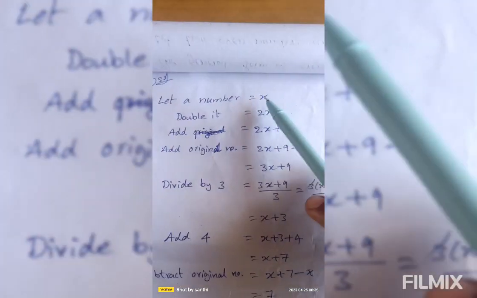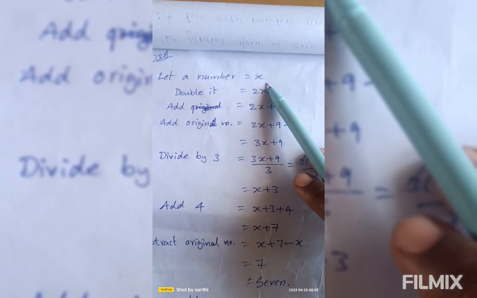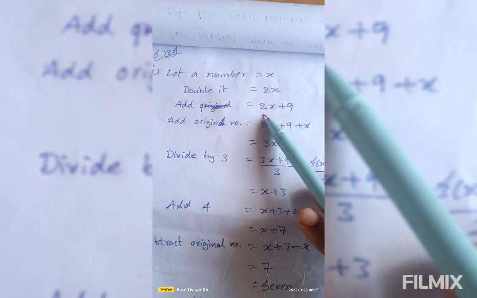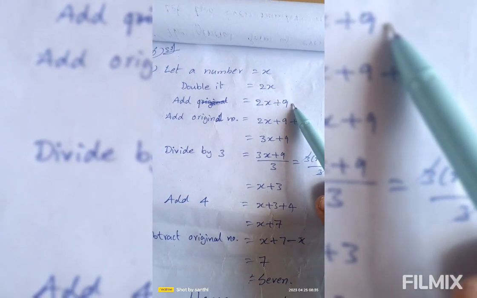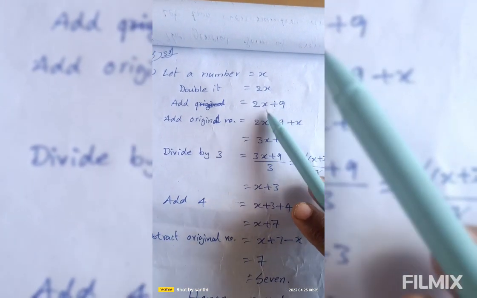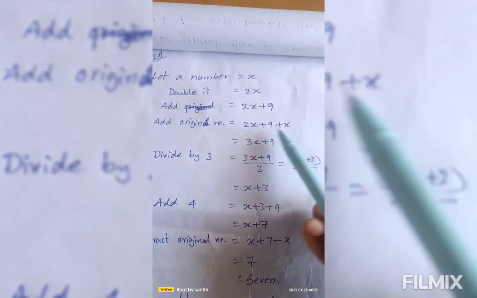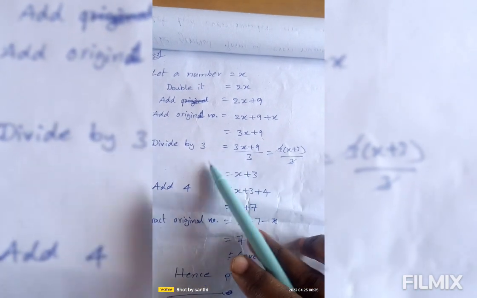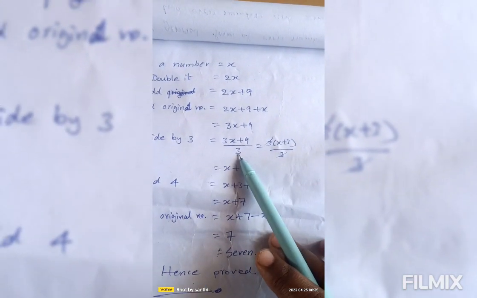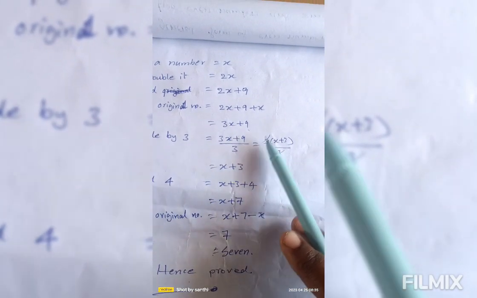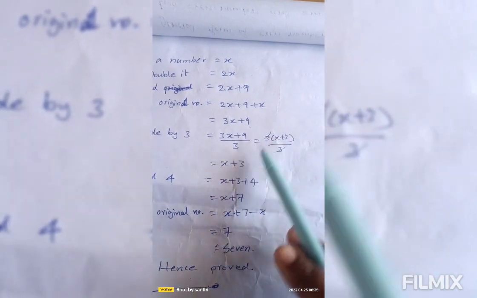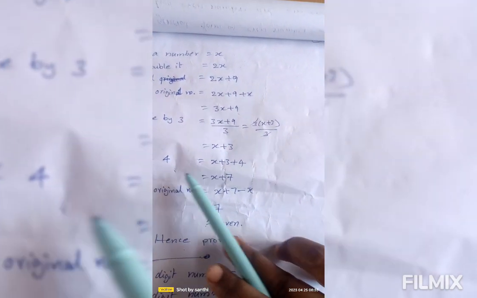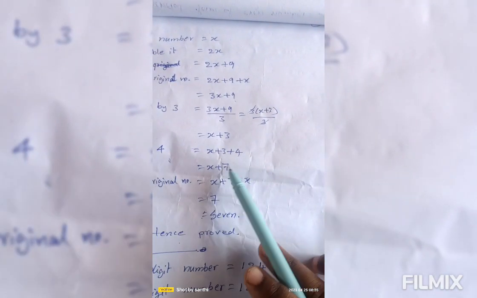Let us take the number as x. They asked to double it, means 2x. They asked to add 9, 2x plus 9. Next they asked to add your original number, means 2x plus 9 plus the original number x. 2x plus x, 3x plus 9. And they asked next to divide by 3, then the total divided by 3. Then if you take out common 3 here, x plus 3, 3 will get cancelled, remains x plus 3. Then add 4, then x plus 3 plus 4, it will be x plus 7.